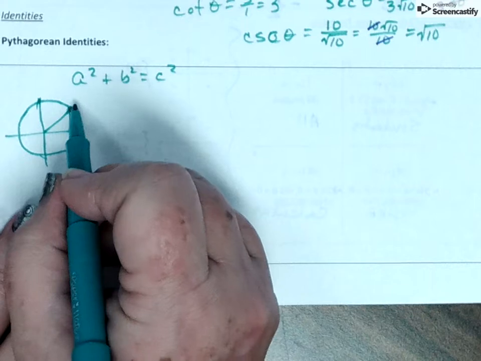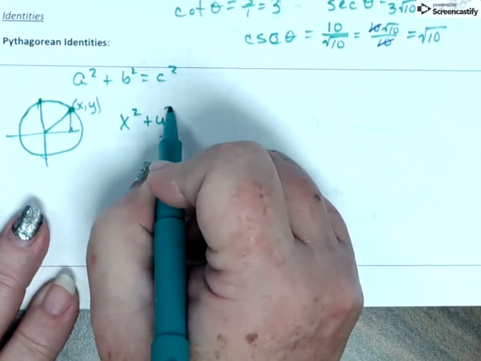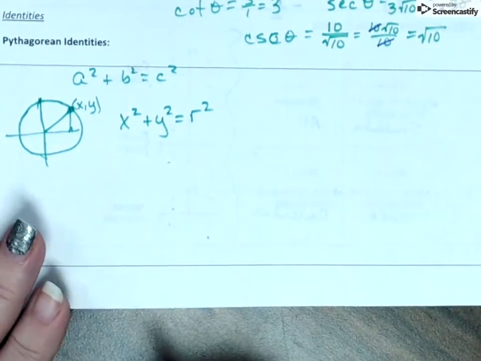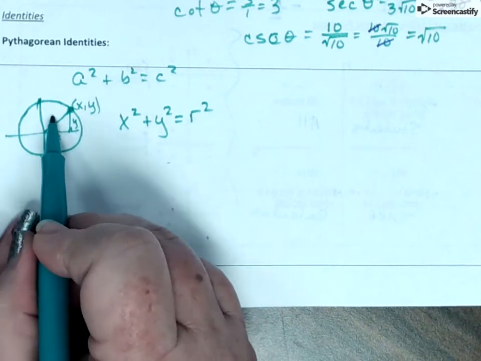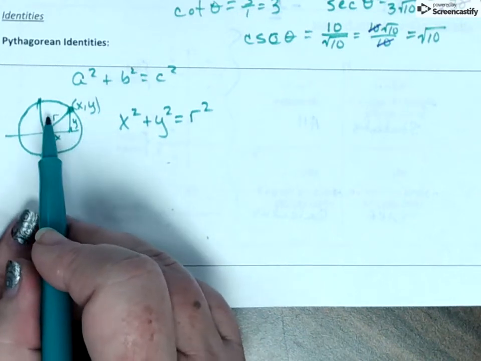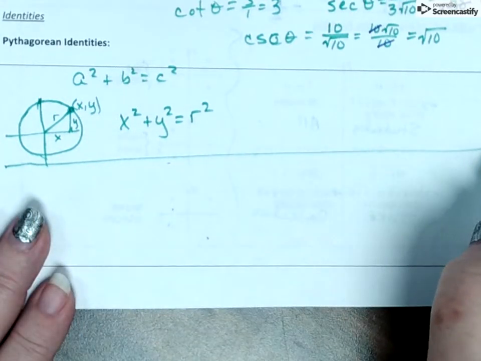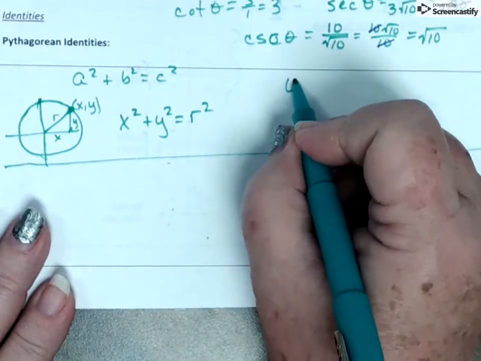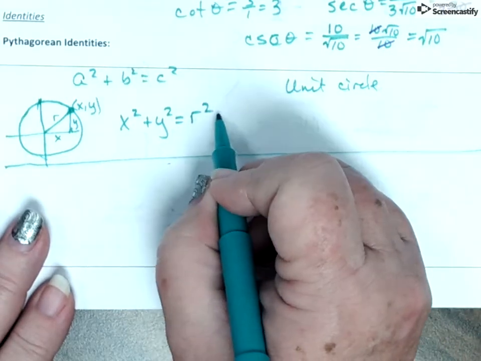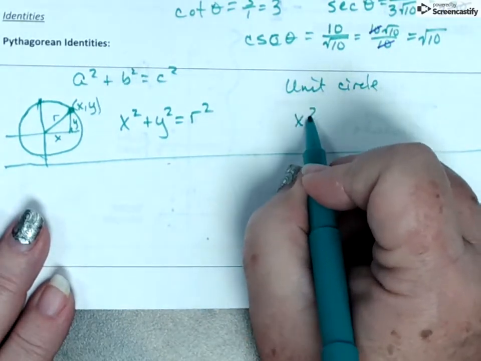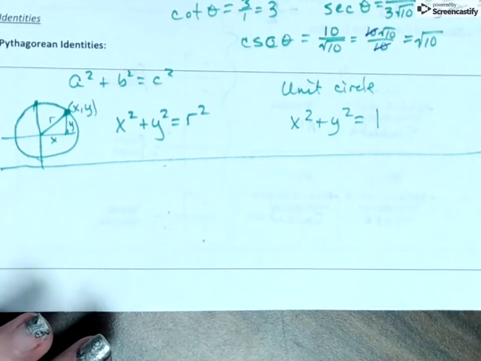And in that reference triangle, the point on that circle was (x, y), and x squared plus y squared gave us the radius squared, right? So anytime we had a circle, here's the x value, here's the y value, and here's the r value, and x squared plus y squared equaled r squared. Well, when we are working with a unit circle, r is always equal to 1, right? And so x squared plus y squared is always equal to 1 when we're on the unit circle.